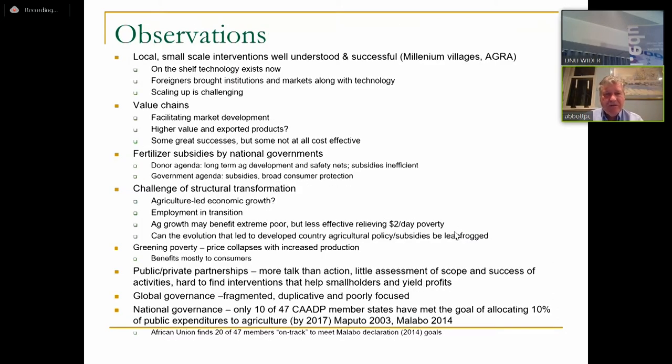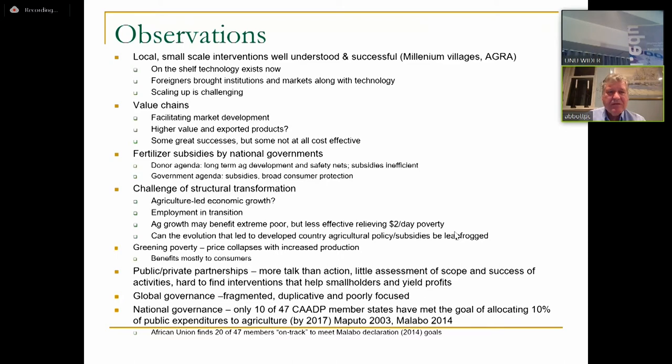I want to make just a few observations about the effectiveness of food aid, and then think about what that means for a research agenda moving forward. First of all, local small-scale interventions are well understood and can be quite successful. I think of the Millennium Villages and the Green Revolution in Africa of the Ford Foundation. We've learned from these and from other work that off-the-shelf technologies exist now. We don't necessarily need new technology to improve the lot of small farmers in Africa, but we need to make better use of the technology that exists.